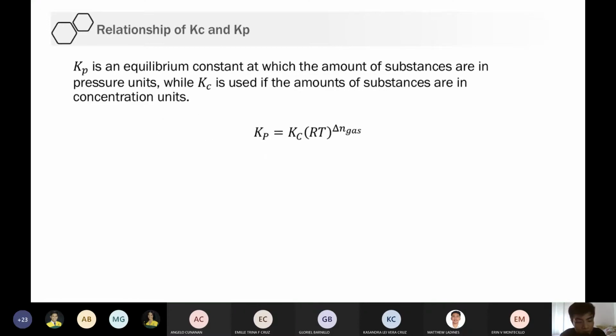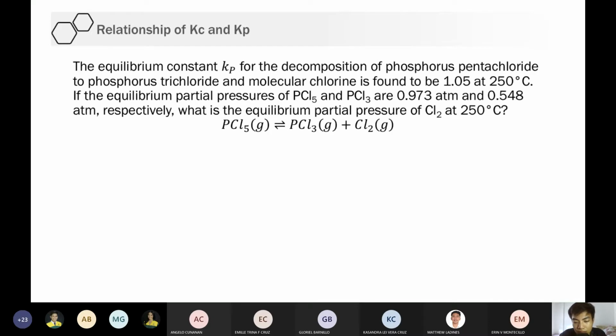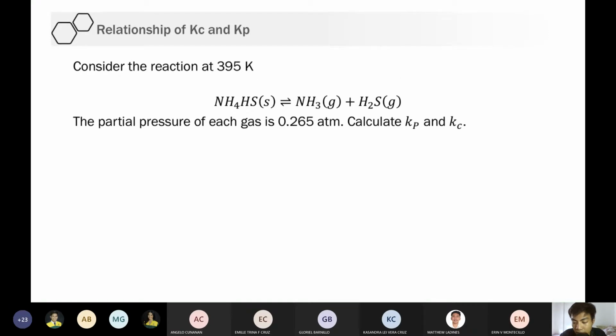Okay, and then we also reviewed the relationship of Kp and Kc. Okay, suppose you're given Kc, you are asked for Kp, then you can use this equation. Okay, so that's Kp equals Kc (RT) raised to delta n gas. No? So R is the gas constant, 0.08206. T is the temperature in Kelvin, and delta n gas is the difference of the moles of gas in the product and the moles of gas in the reactant. So that's delta n gas. Then nagsagot-sagot tayo ng basic equilibrium problems.